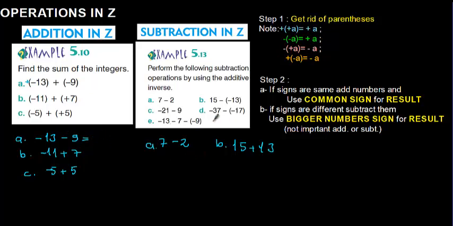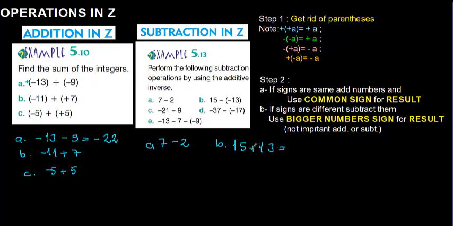If the signs are the same, I come to the second step. Here it is minus and minus, which means you are going to do addition. I'm going to add 13 and 9. When you add 13 and 9, the result is going to be 22. At the same time, use the common sign for the result. So since both are minus, we use the common sign and write minus 22.